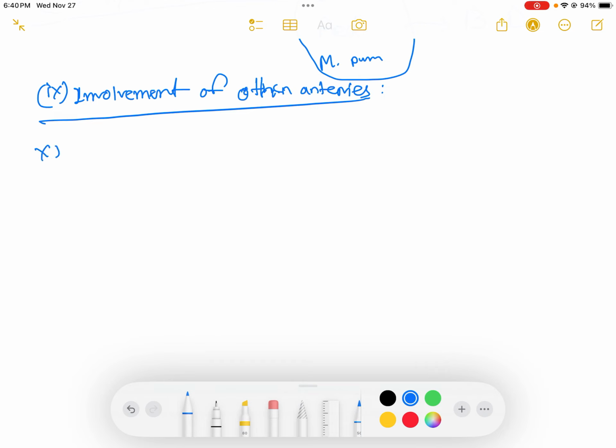Number 10, impotence. Failure in erection is not an uncommon symptom in case of bilateral internal iliac artery occlusion.